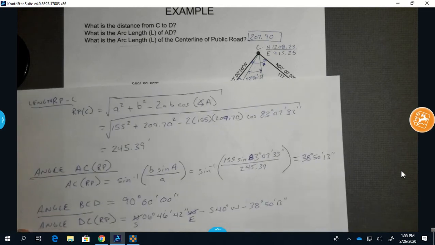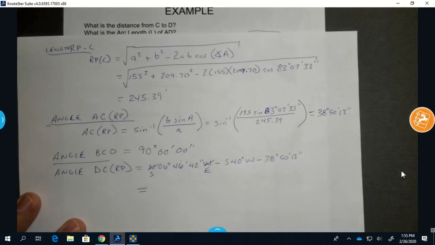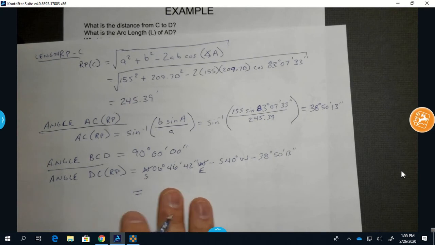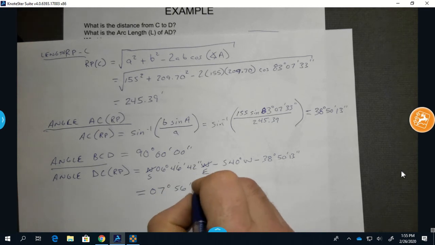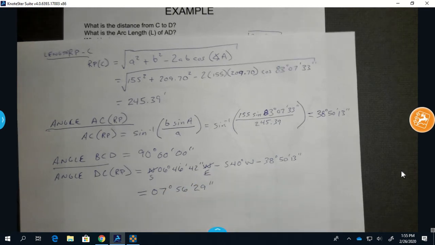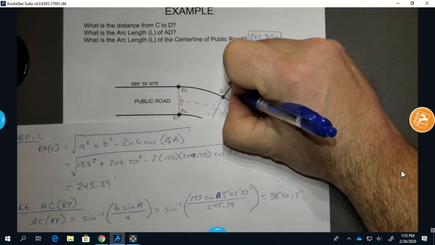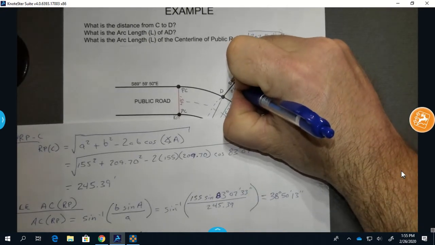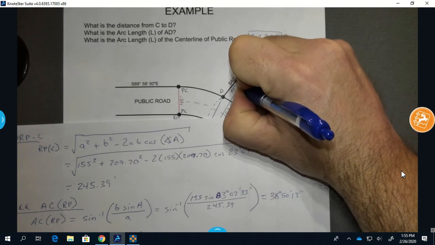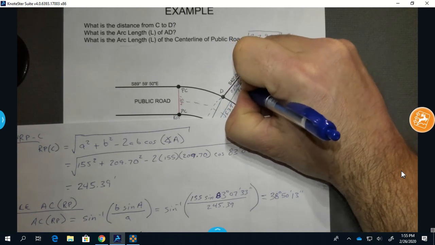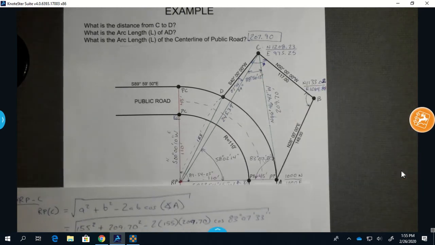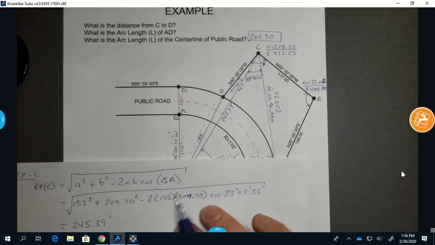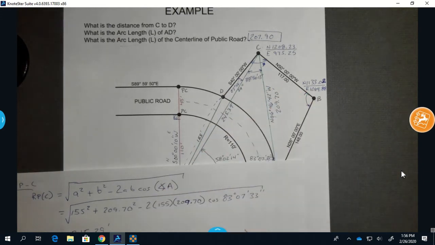So that angle, that is DCRP, is 0.7 degrees, 56 minutes, 29 seconds. Okay, so that's this angle here. I'm going to write it in there. 0.7 degrees, 56 minutes, 29 seconds. Sorry about that, this is a really small drawing. So 0.7, 56, 29 is that interior angle. All right, so that's important to solve because it's going to help us solve the rest of this triangle.